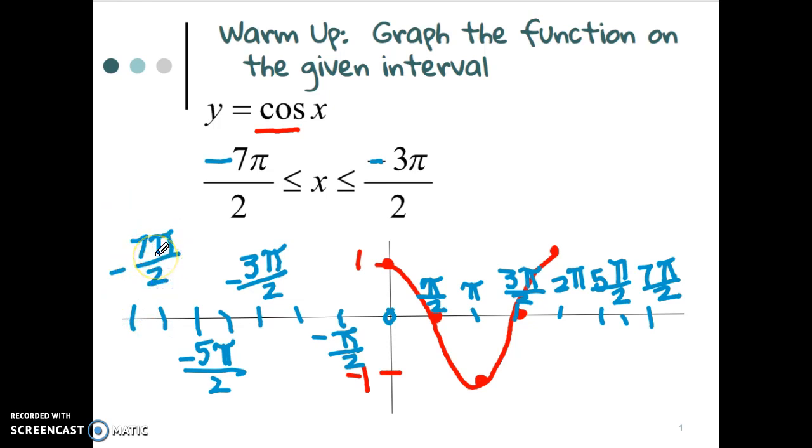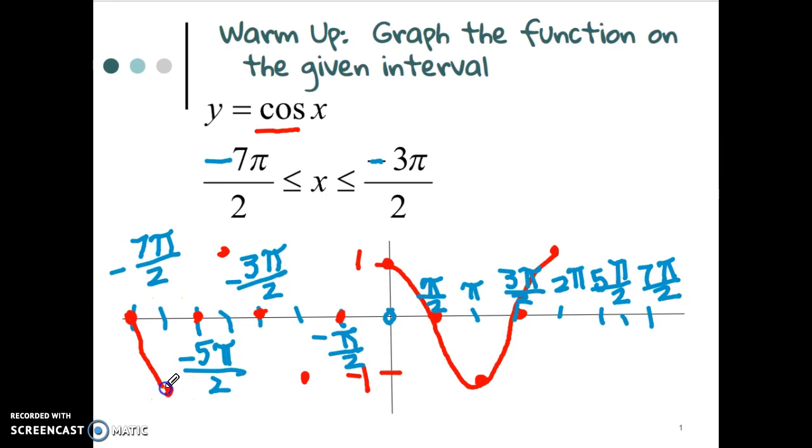So now all we need to do is just finish the pattern. Remember, cosine starts at 1. So if we go backwards to the left, then cosine's pattern would go to 0, and then -1, and then 0, and then +1, and then 0, and then -1, and then back to 0.